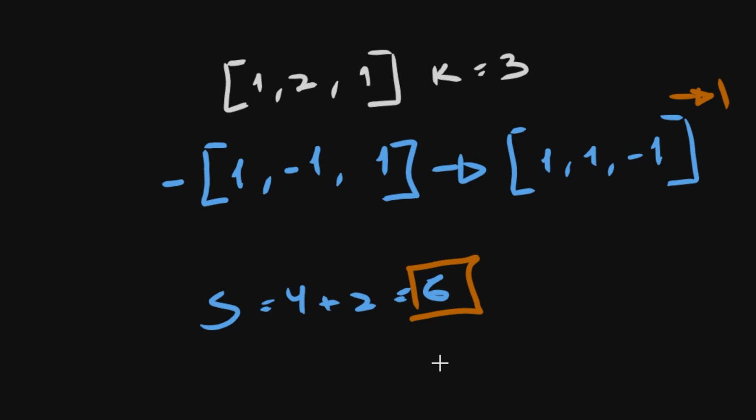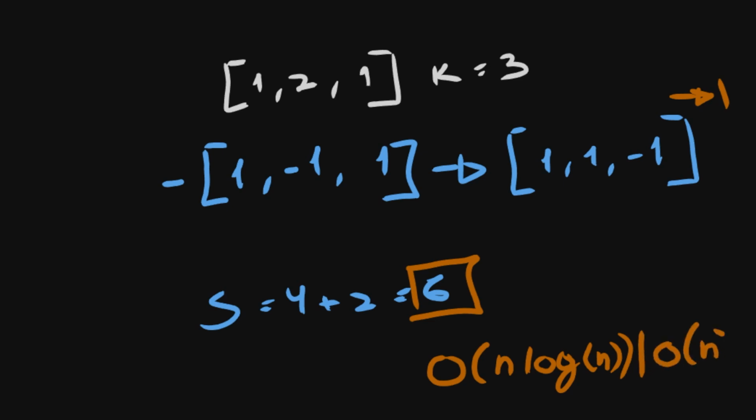Time complexity for this will be big O of n log n. This is basically because we need to sort the array, and space complexity will be big O of n, basically because of this new array we need to build and sort. So now let's go with the code and hopefully you will get the idea.